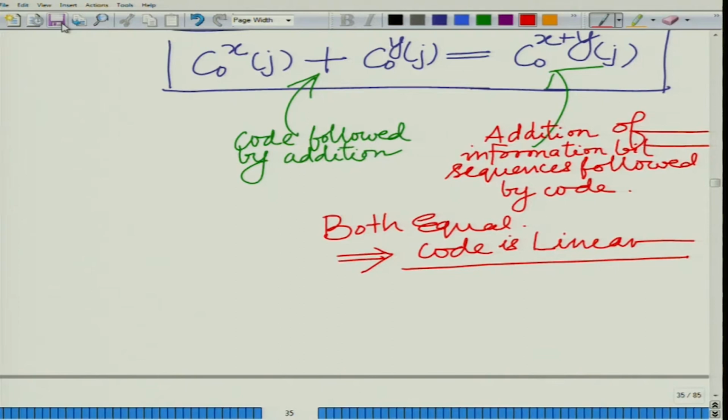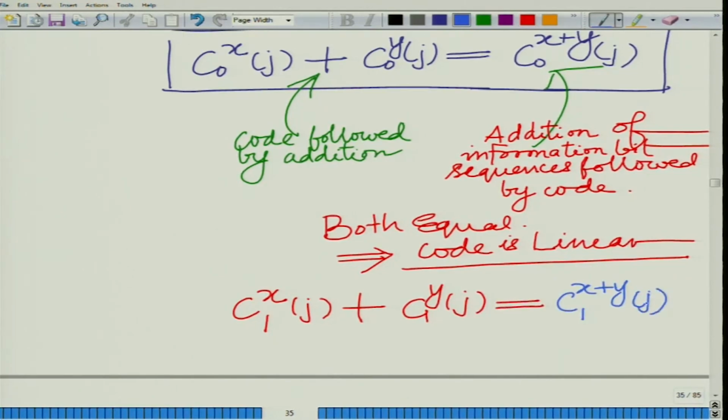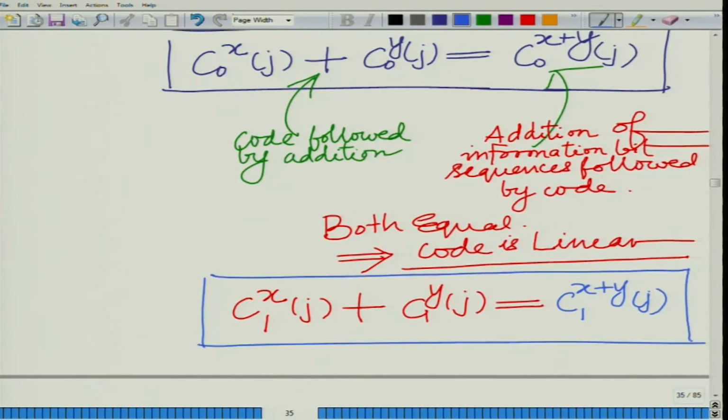Okay, so that's an important property which one can keep in mind, that this code, we have looked at a convolutional code. Now similarly, this property can also be shown for coded bit 1. Alright, we have only shown it for 0, you can very easily show it. In fact, it's almost trivial that C1 of x plus C1 of y of j equals C1 of x plus y of j. So this is coded bit 1.